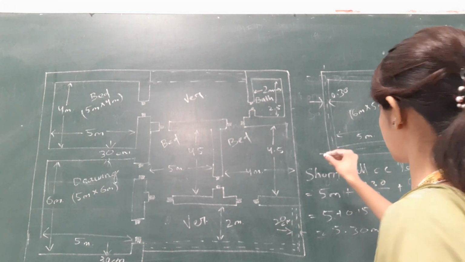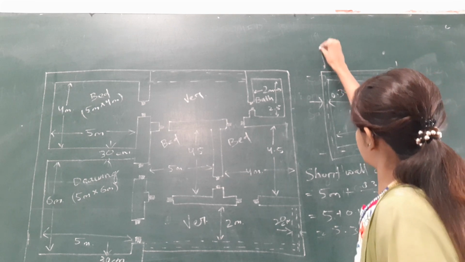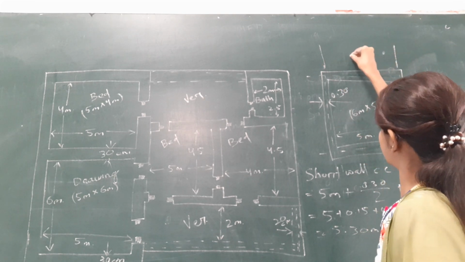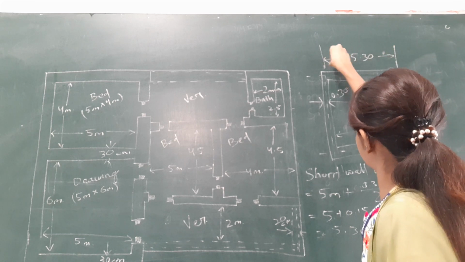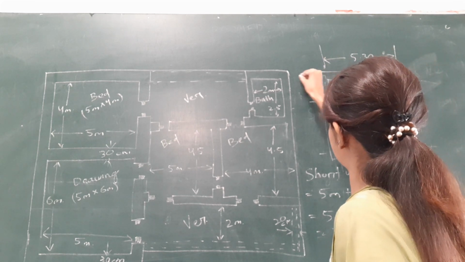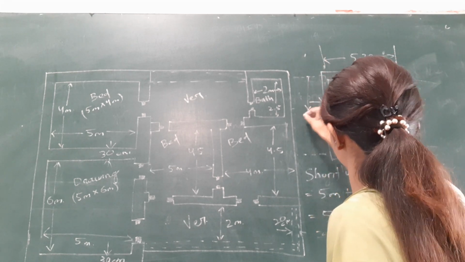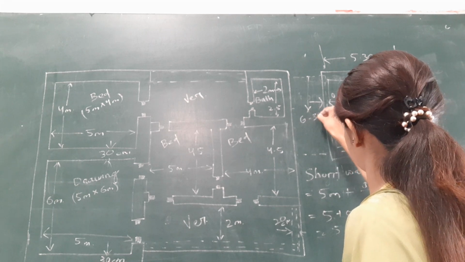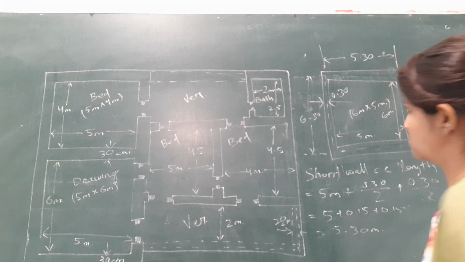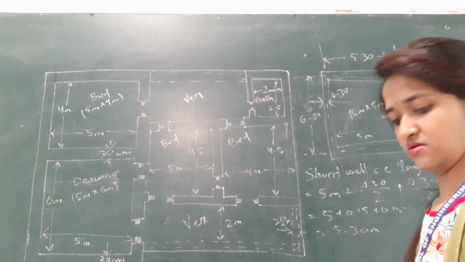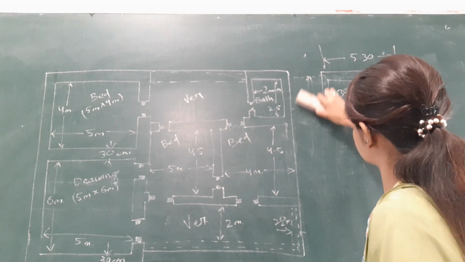Center to center means it's 5.30 meter from this center to this center. And for the long wall, the same, from this to this, 6.30 meter. Okay, so now we can calculate for the building drawing.